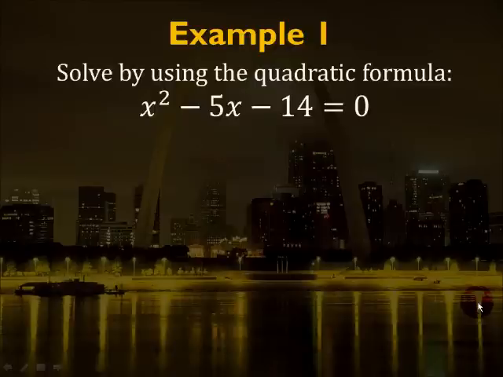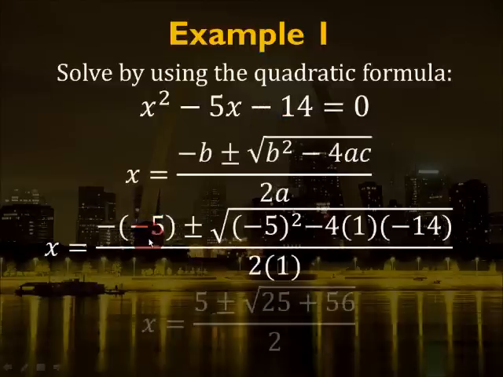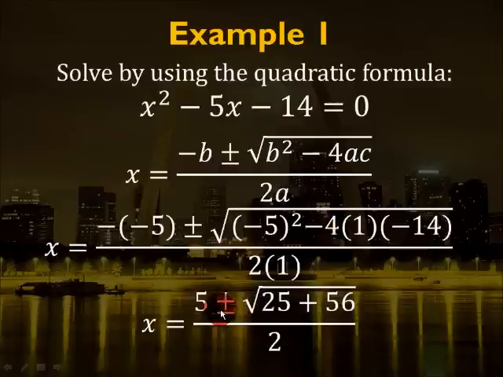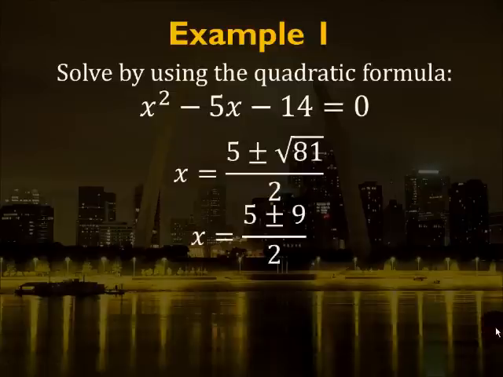Solve by using the quadratic formula, x squared minus 5x minus 14. So you're basically plugging in 1 for a, negative 5 for b, negative 14 for c. So you plug them in and you simplify. So you get 25 plus 56, all under the radical, 5 plus or minus that, all divided by 2. That simplifies to 5 plus or minus the square root of 81 over 2, which is 5 plus or minus 9 over 2, which tells you that the answer is either 14 over 2 or 7, or negative 4 over 2 or negative 2. So you can use the quadratic formula pretty easily to get the solution to most equations.